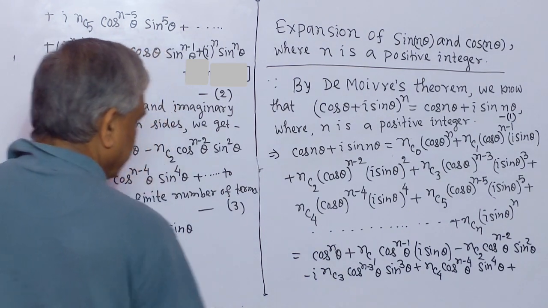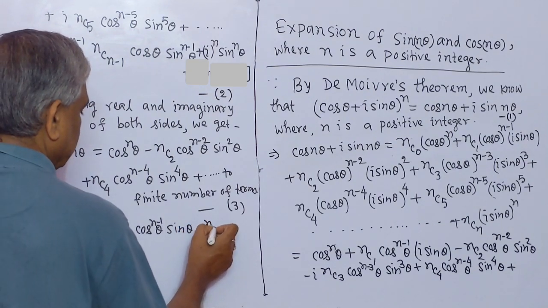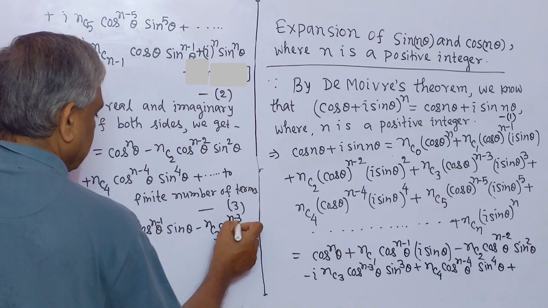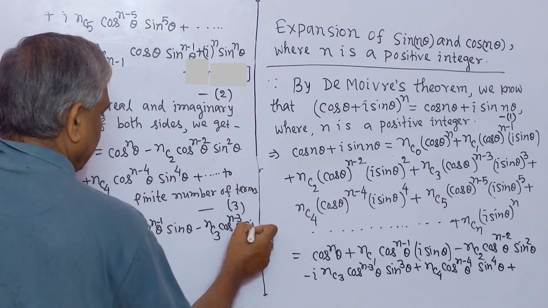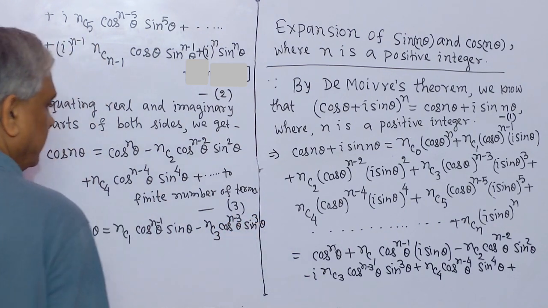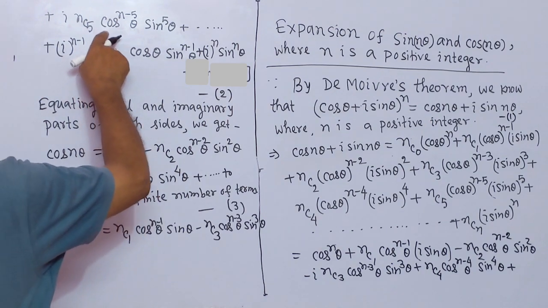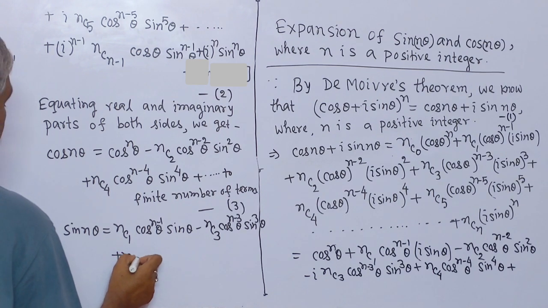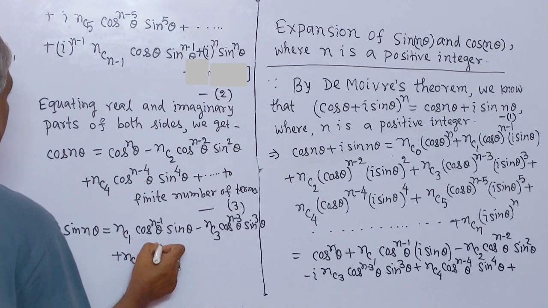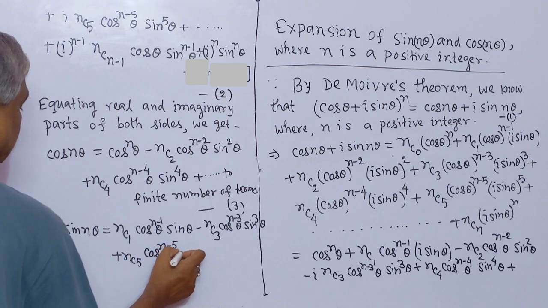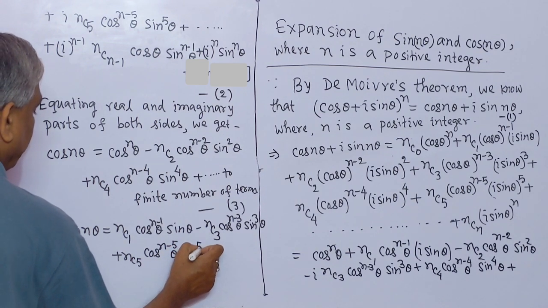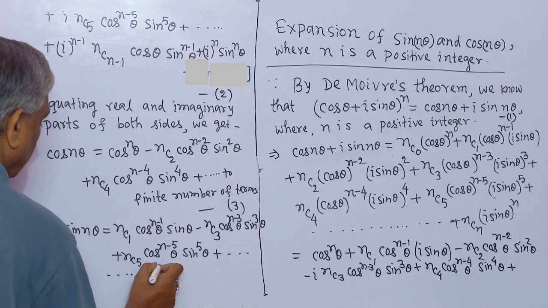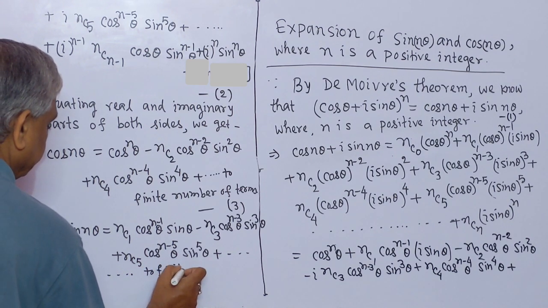cos to the power n minus 1 theta sin theta. This is imaginary part, minus nC3 cos to the power n minus 3 theta sin cube theta. This is imaginary part, plus nC5 cos to the power n minus 5 theta sin to the power 5 theta plus dot dot dot, to finite number of terms.